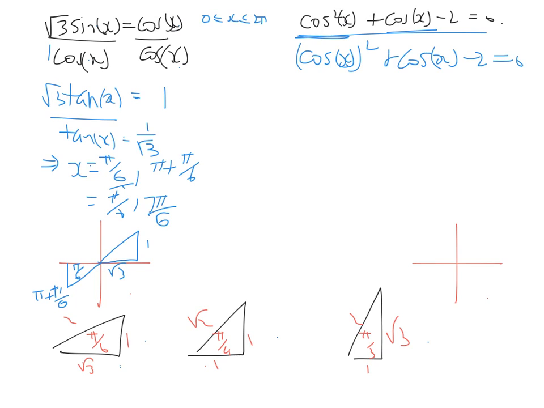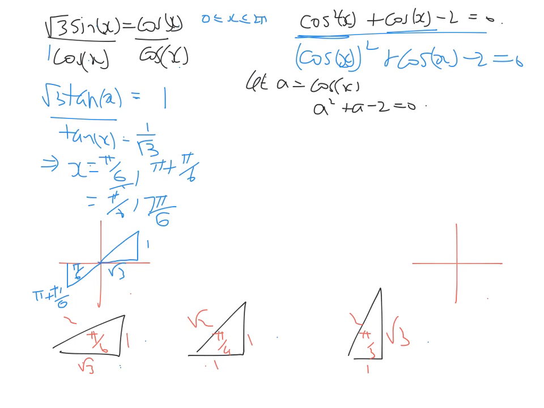Now, what does this look like? We've got something squared plus the same thing minus 2 equals 0. Well, I hope you're all saying it looks like a quadratic. So what we do is we say, let a equal cos of x. Hopefully it'll look more like a quadratic now. So we'll have a squared plus a minus 2 equals 0.